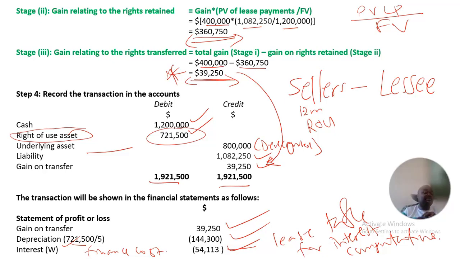Okay, in a sale and leaseback transaction, we need the gain on transfer. We also need the depreciation charge and the interest. All right, if you do that, you can tell yourself that, hey man, I'm a good accountant. Isn't it so, Mr. Examiner? Yes, I am. Then you clap hands for yourself. You have passed the paper.